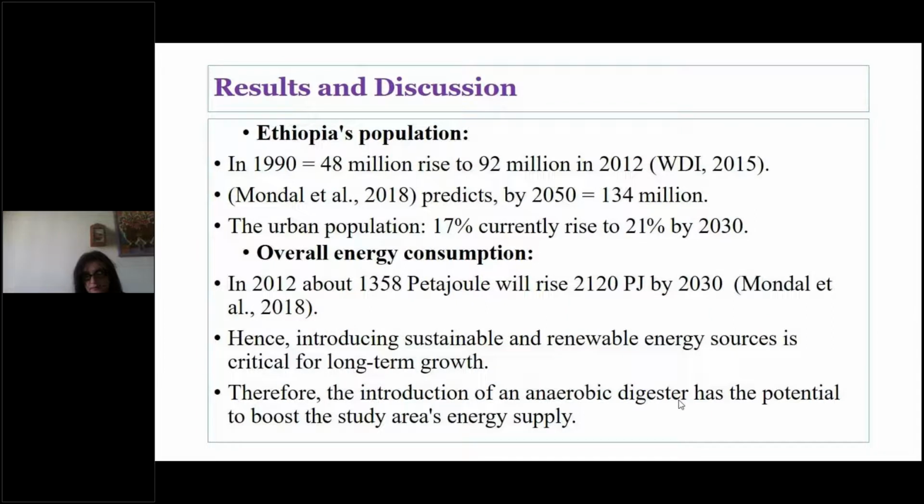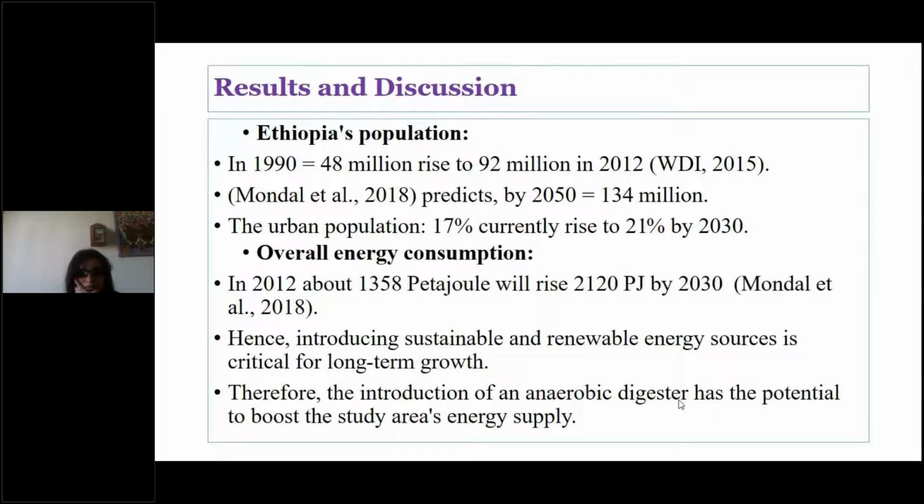When we see, for example, the Ethiopian population, WDI indicated that in 1990, the total people in Ethiopia is estimated to be around 48 million, which will rise to 92 million in 2012.